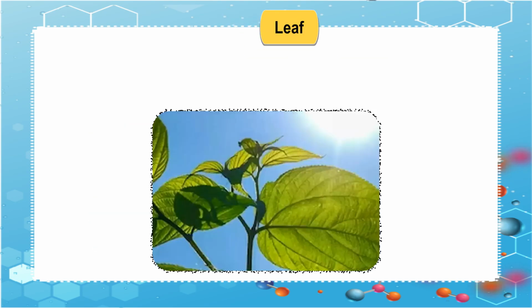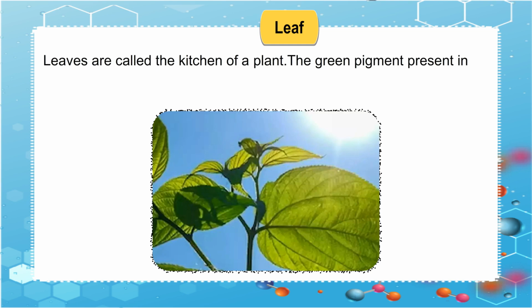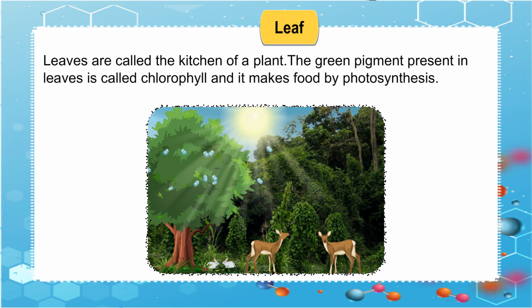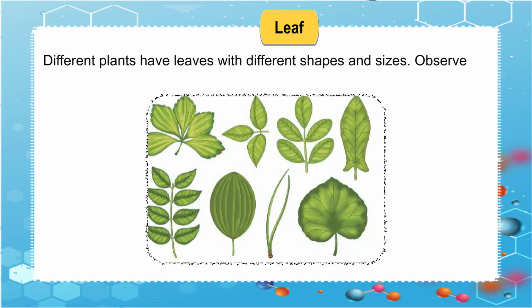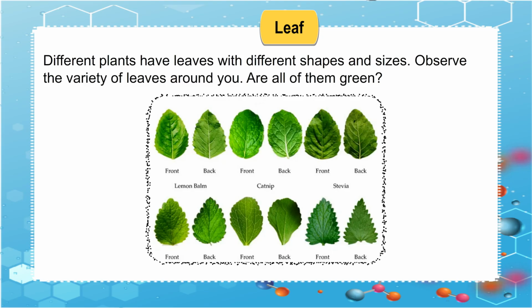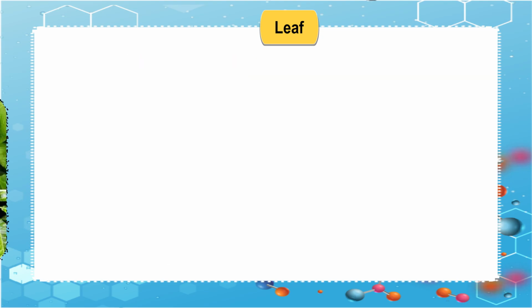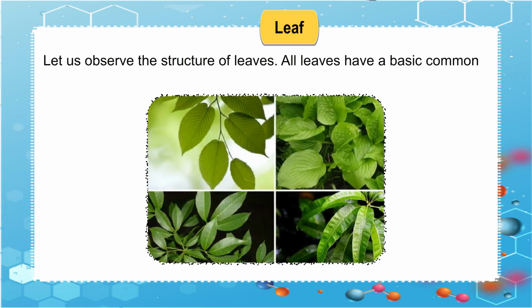Leaf. Leaves are called the kitchen of a plant. The green pigment present in leaves is called chlorophyll and it makes food by photosynthesis. Different plants have leaves with different shapes and sizes. Observe the variety of leaves around you. Are all of them green? Let us observe the structure of leaves.